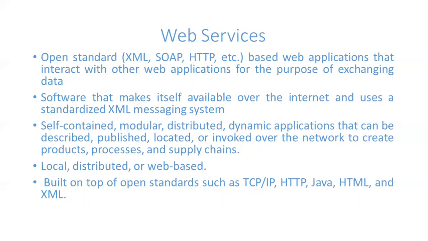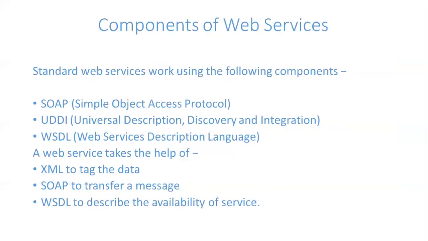Now, what are the characteristics of these? Self-contained, modular, distributed, dynamic applications that can be described, published, located, and invoked over the internet to create products, processes, and supply chains. This is how the internet is built. You can have a client, a server, and an intermediate service provider. All these web services are local, distributed, or web-based. They are built on standard platforms like TCP/IP, HTTP, Java, HTML, and XML.